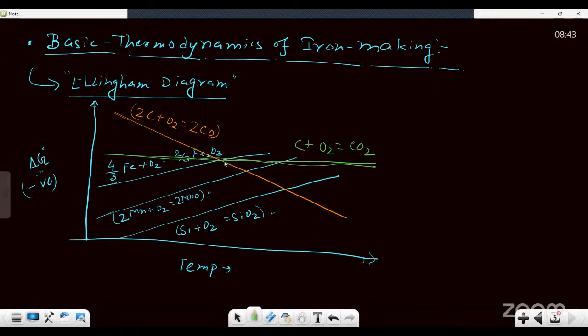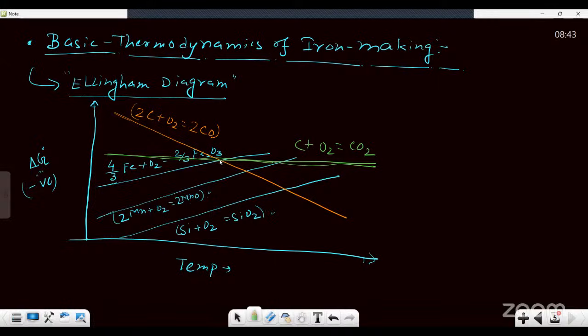Another thing which is very important here: if you look at the C to CO2 line as well as the C to CO line, the yellow line and the green line I have drawn, they are also intersecting at some temperature. This is the point of intersection. Whatever the temperature is, I am not concerned about that. It may be 1200, maybe 1300 or something. But you need to understand that they are intersecting at some temperature T.